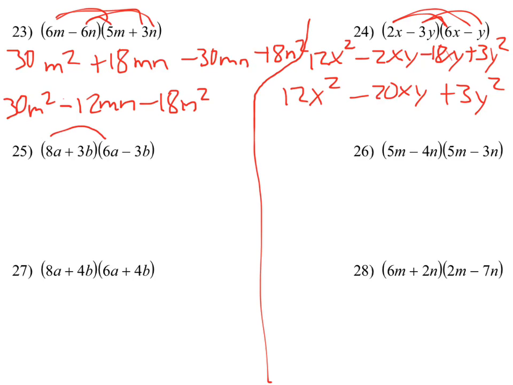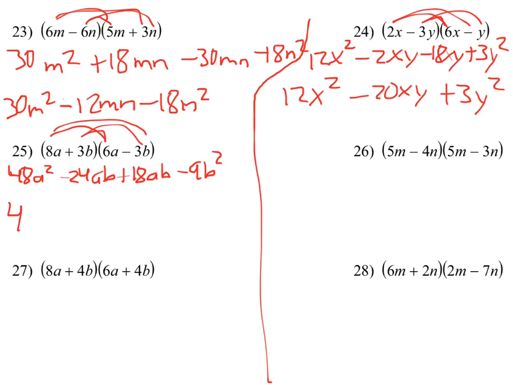Next part, take the first thing times by the second two. Take the second thing and times by the second two there. 8a times 6a is 48a squared. 8a times negative 3b is going to be negative 24ab. And 3b times 6a is going to give me positive 18ab, just switching, instead of BA, doing AB. And then 3b times negative 3b gives me negative 9b squared.